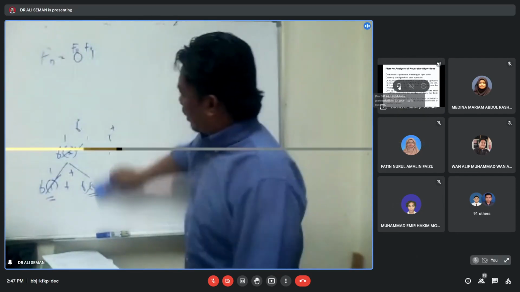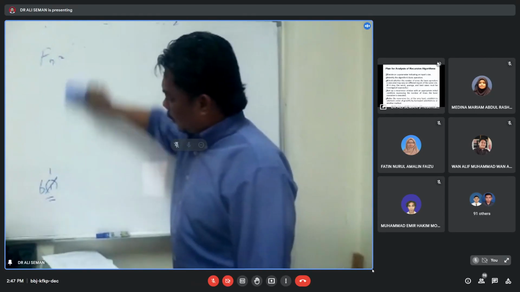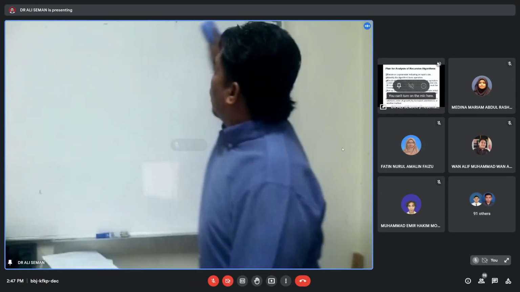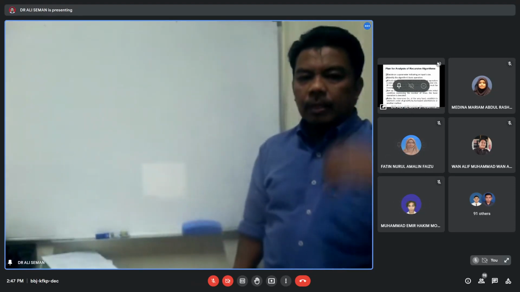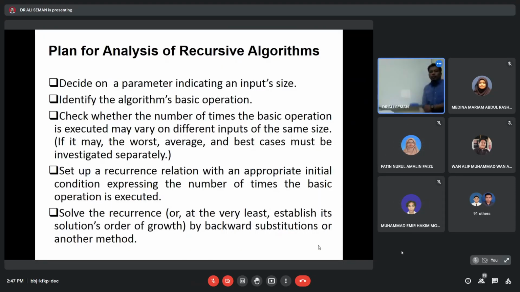Based on 3 examples, I think from those examples, you can understand clearly what is a recursive algorithm. Okay, now we go to the plan for analysis of recursive algorithm. The first, decide on parameter indicating an input size, which is the n. Identify the algorithm basic operation. What is the basic operation? As we discussed last week, what is the basic operation? Still remember? Summation.